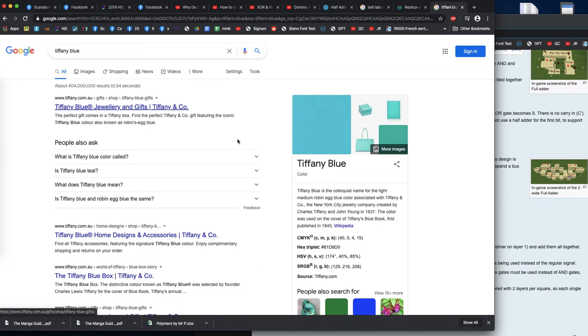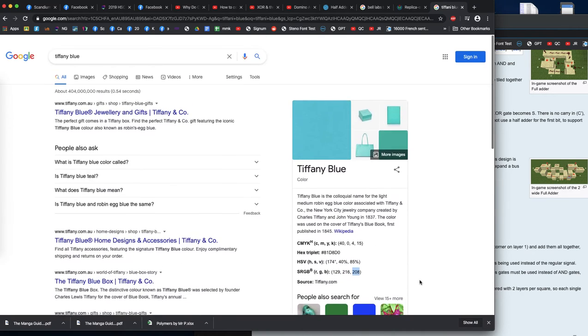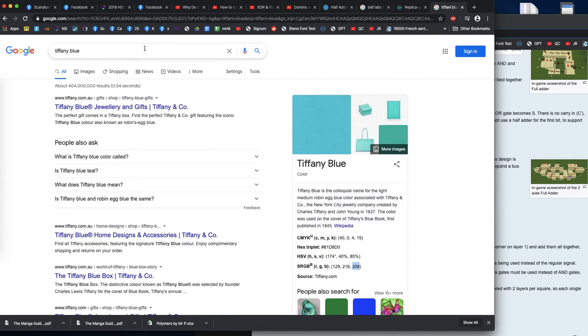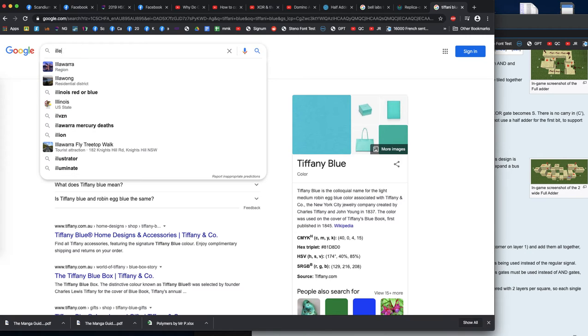If we have another color like Tiffany blue, that's spelled with a Y. Okay, so they have a hex code as well, which is 81D8D0. Oh, sorry, no, we want the RGB. 129 in the first chunk of 8, and then 216, and then 208. What's also really interesting is that there are illegal colors.